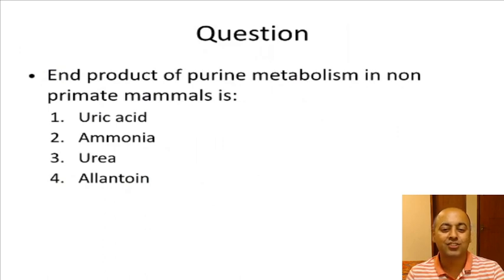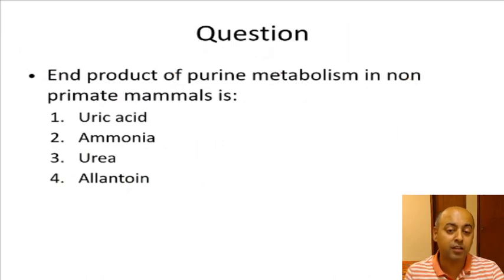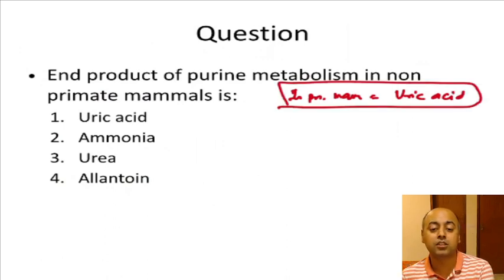Okay, so let us quickly take a look at some additional points in molecular biology that we have covered till now. What all you should be knowing: the end product of purine metabolism in non-primate mammals. Quickly send in your answers. Normally, what happens in the primate mammals? In primate mammals, the answer is uric acid.